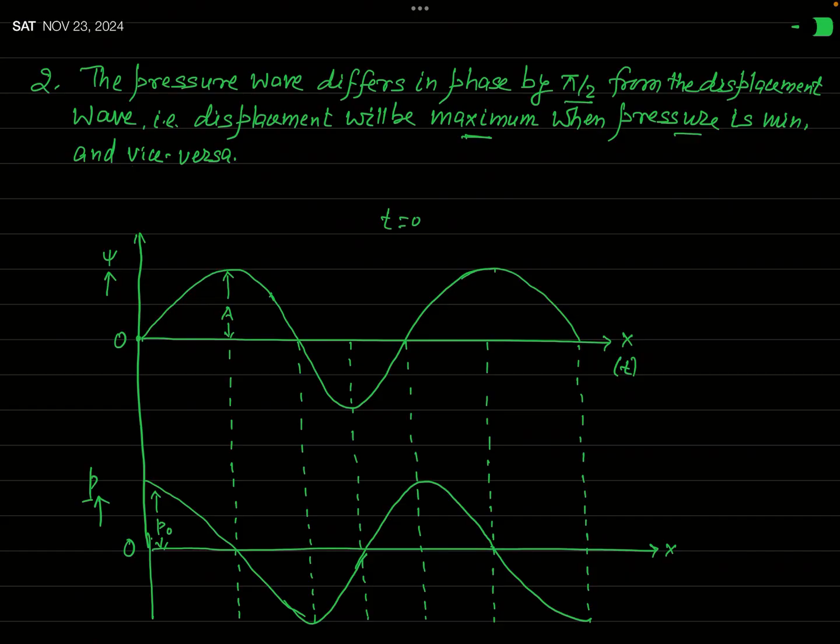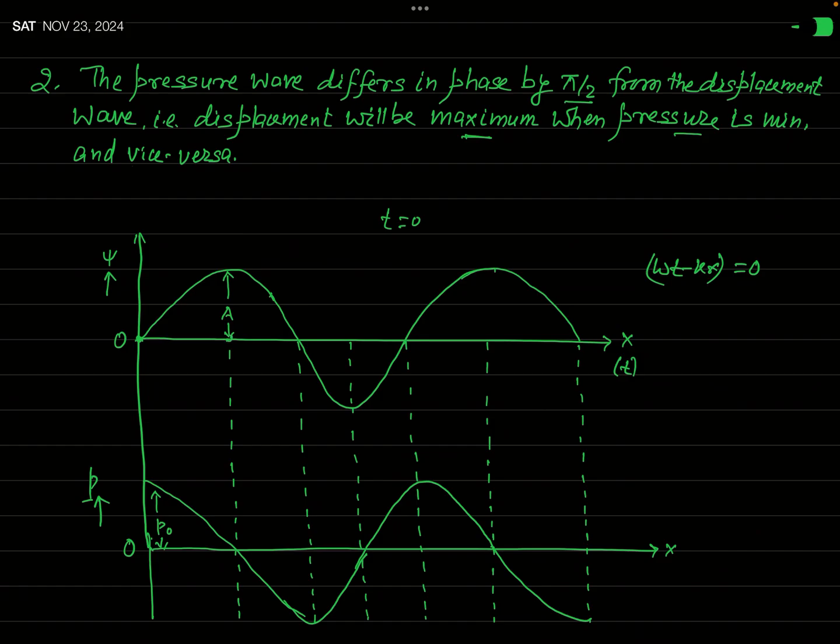You keep this t fixed at 0 value. Then at this position displacement is 0, but at the same position you can see when omega t minus kx equals 0, the sine function is 0. But at the same time the cosine function will be maximum and therefore p will be equal to p naught. So when psi is 0, p is maximum at p naught value.